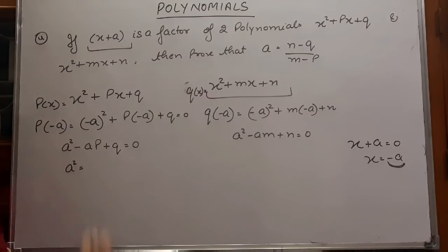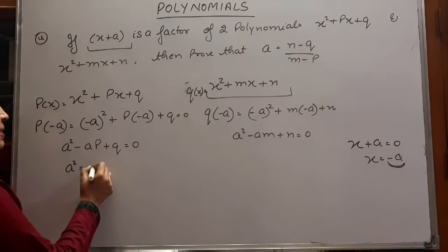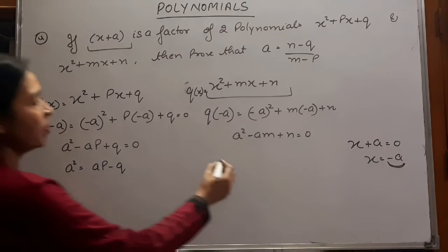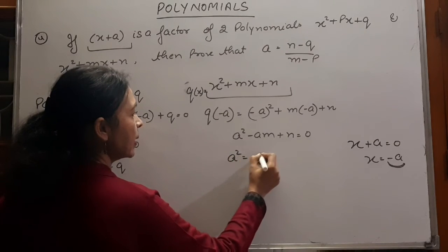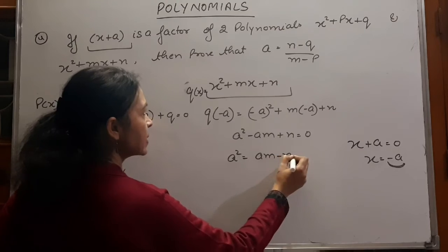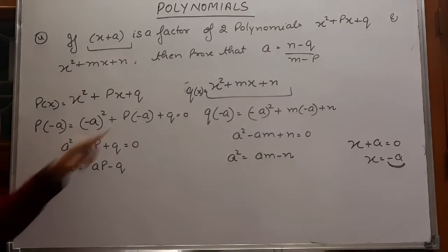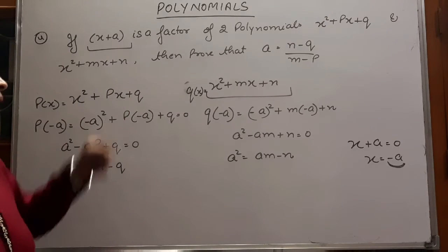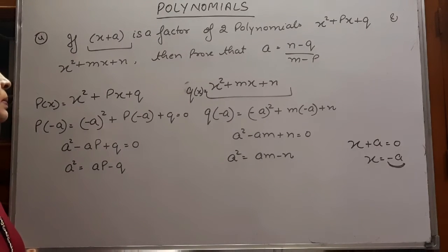We will take the value of a square from here. A square is ap minus q. From here, a square is am minus n. Now what we have to prove? We have to prove the value of a, that is n minus q upon m minus p.